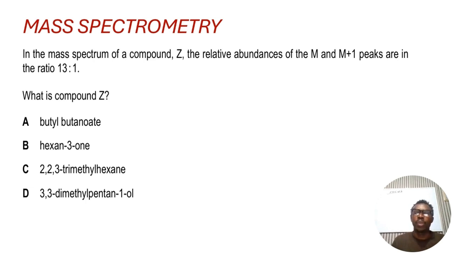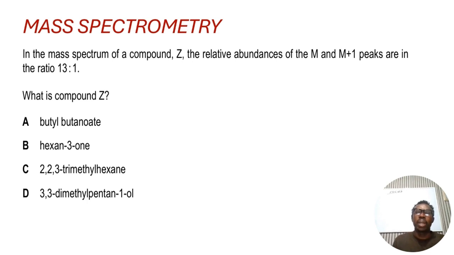Before us, a typical chemistry A-level question on mass spectrometry. In the mass spectrum of a compound Z, the relative abundances of the M and M plus 1 peaks are in the ratio 3:1. That is the molecular ion and the molecular ion plus 1 peak.